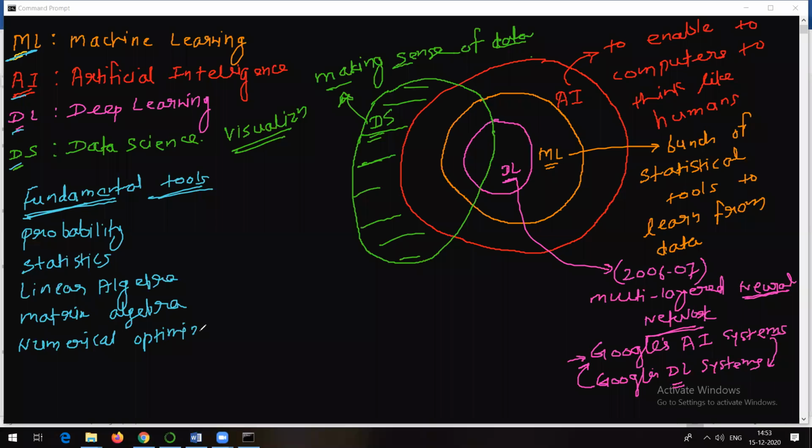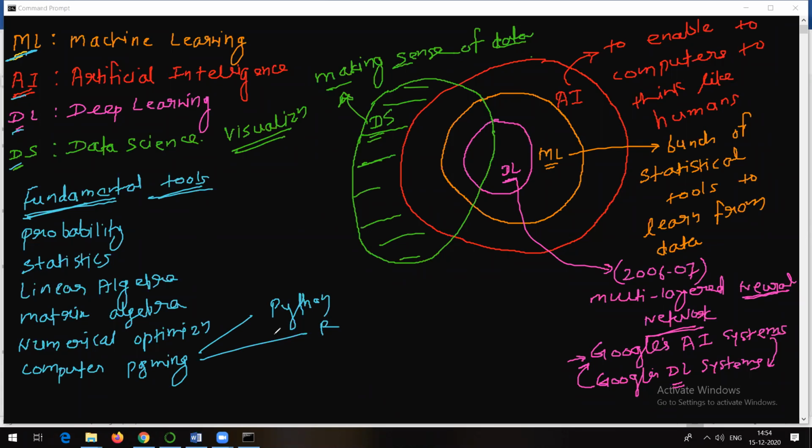Numerical optimization, right? And obviously, last but not the least, without computer programming we cannot implement it. So you should have knowledge of some computer programming language, not compulsorily Python. It can be any other computer language. Suppose you are aware of Python. So we talked about R.